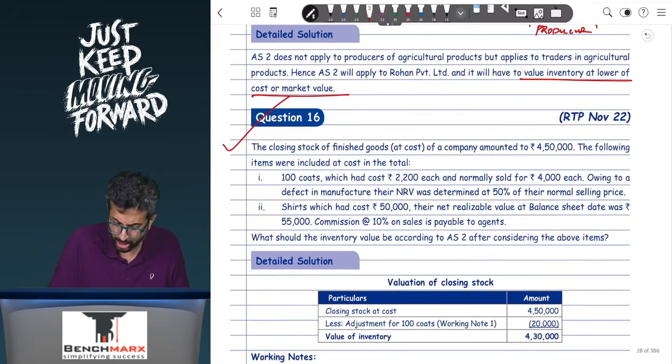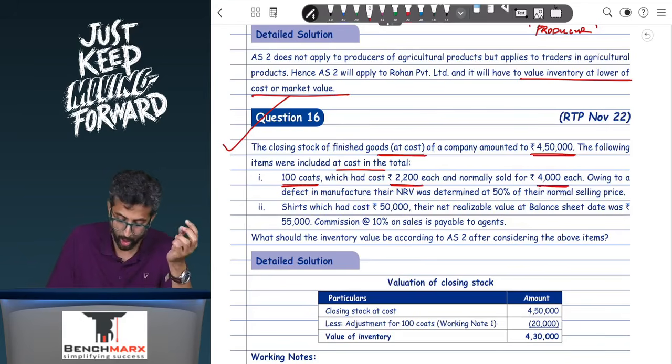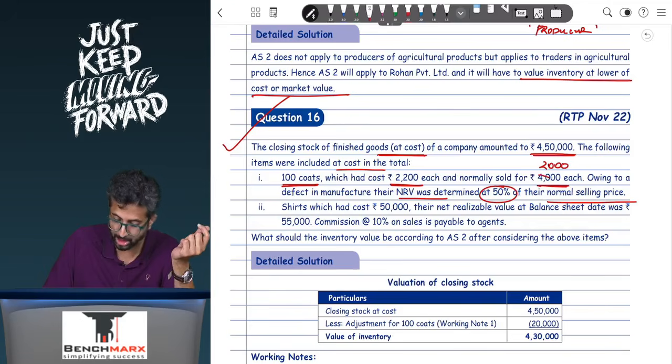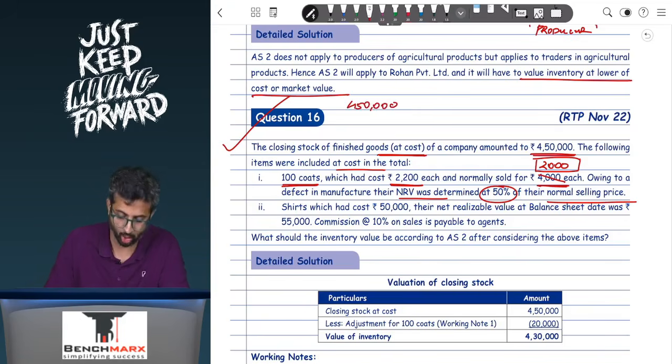Question 16. The closing stock of finished goods at cost of a company amounted to 4,50,000. The following were included at cost in the total: 100 coats which had cost 2,200 each and normally sold for 4,000. Owing to a defect in the manufacture, NRV was determined as 50% of the normal selling price, that is 50% of 4,000. This will be sold at 2,000. So you will measure these coats at 2,200 or 2,000, whichever is lower, and hence this is at 2,000. But you have been told that the inventory at cost is already 4,50,000, which would include the cost of these coats. From this we will subtract the write-off, which is 200 per coat into 100 such coats, and hence 20,000 will be subtracted.